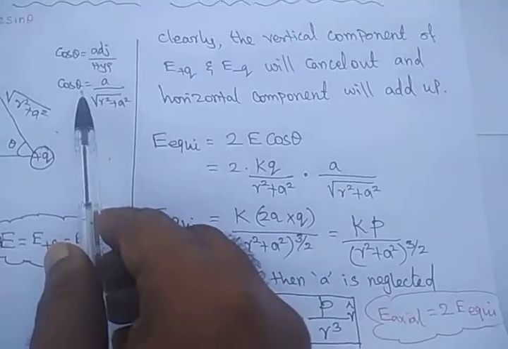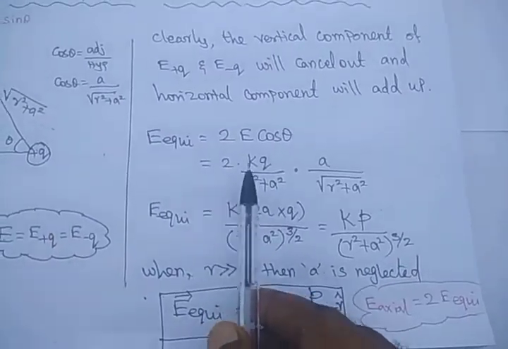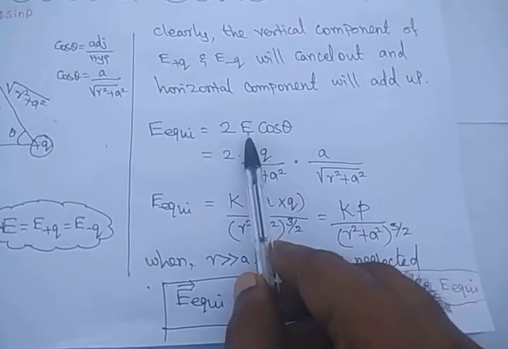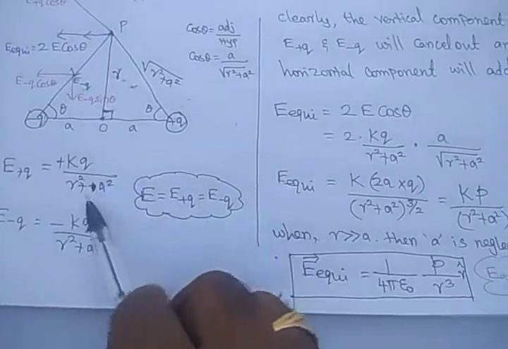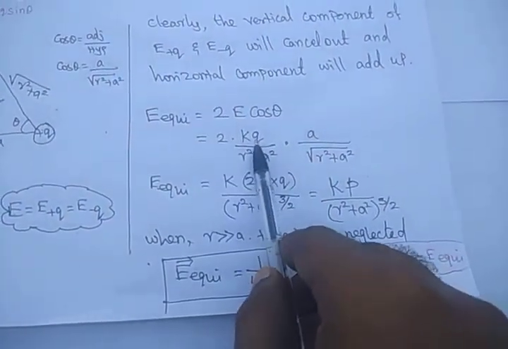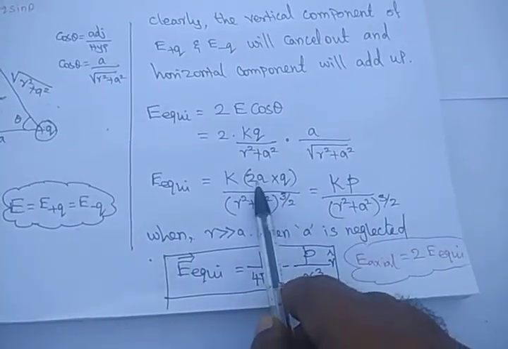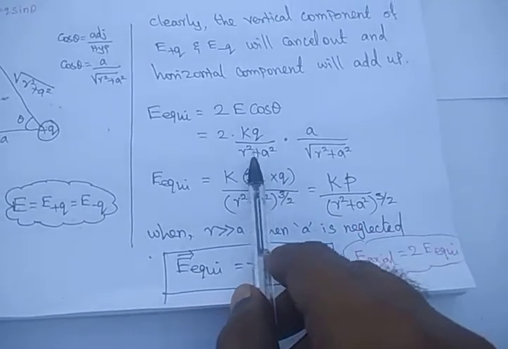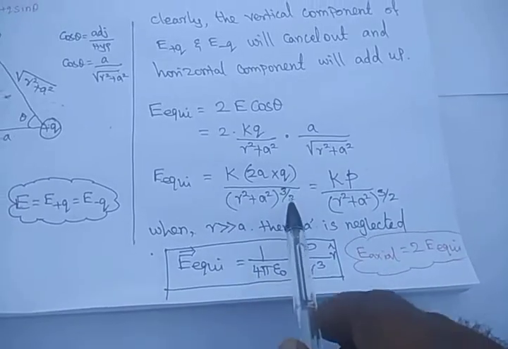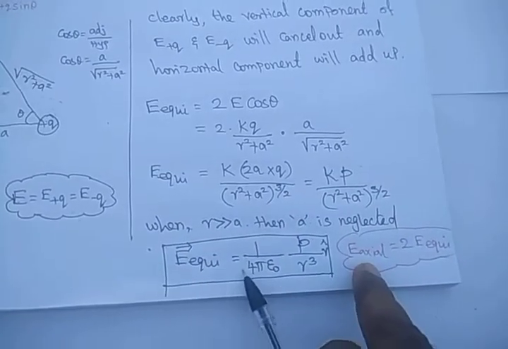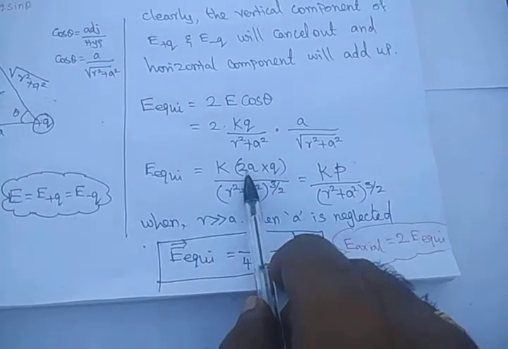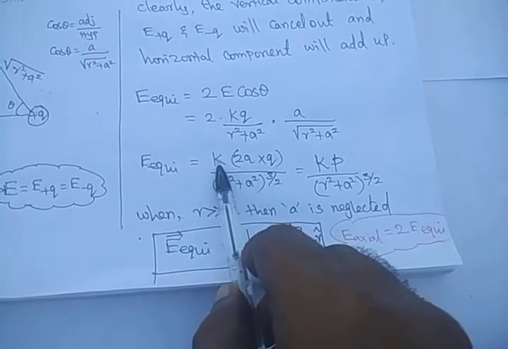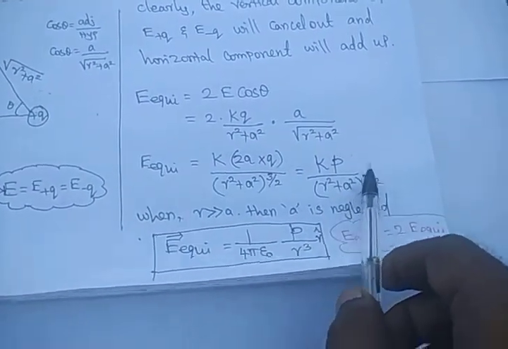So by substituting this cos theta value here, we get 2 into KQ by r square plus a square into a by the root of r square plus a square. Because this E value is from this equation, we can take that. So Q into 2a into K, this numerator will come here. Then in the denominator, r square plus a square, the root will be there. We can write it as the whole power 3 by 2. Hence we get the answer, Q into 2a is the dipole moment. It represents the dipole moment p. So we can write kp by (r square plus a square) whole power 3 by 2.